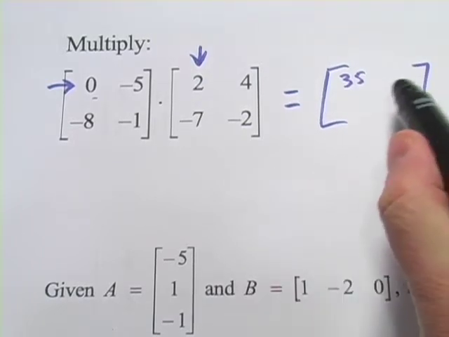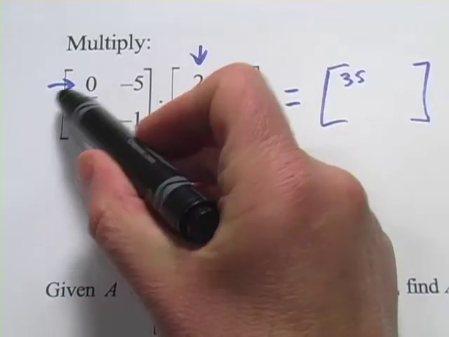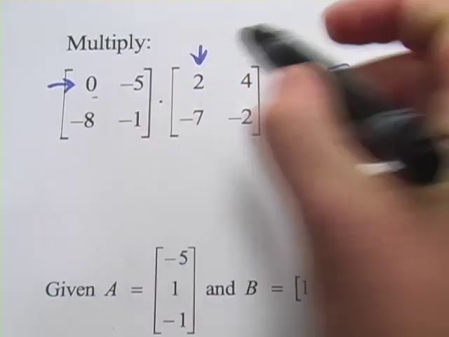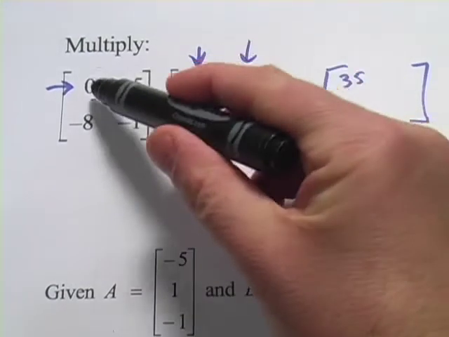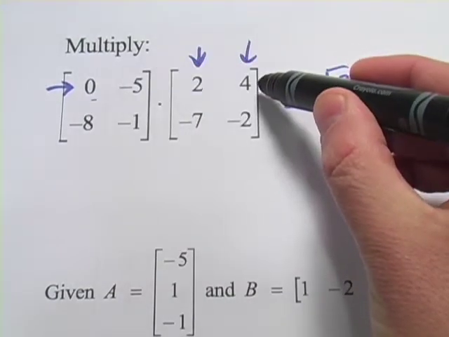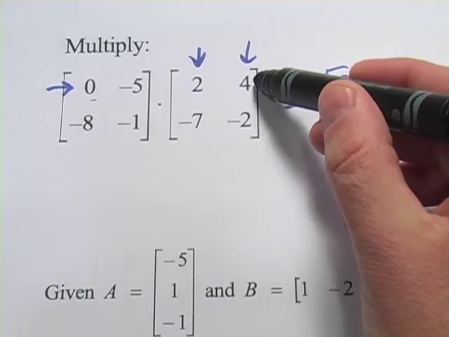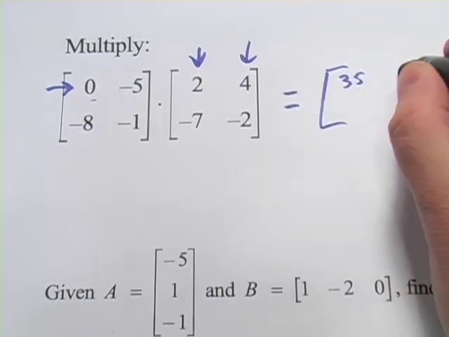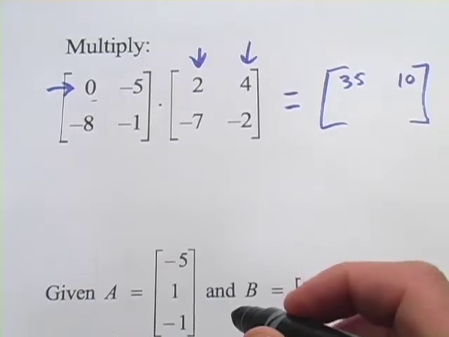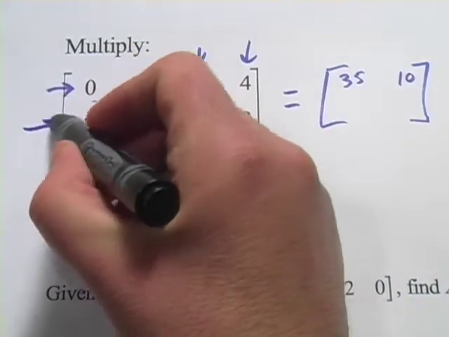Now the next element would be the first row, second column. So we take the first row of the first matrix and multiply it by the second column of the second matrix. And again, turn this sideways. The 0 would line up with the 4, the -5 with the -2. Again, 0 times 4 is 0. -5 times -2 is positive 10. Add those together, 10.